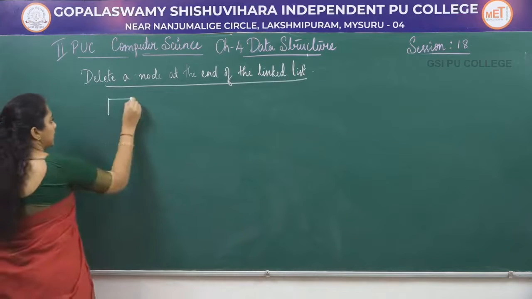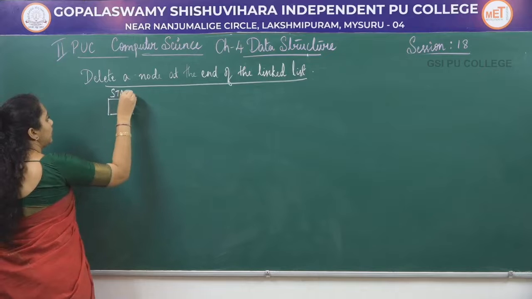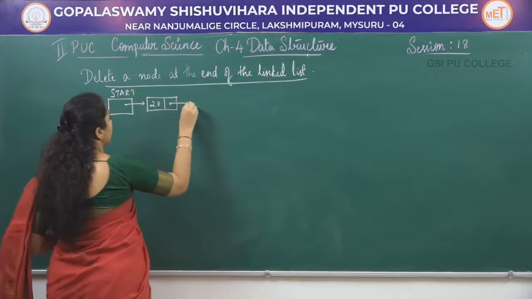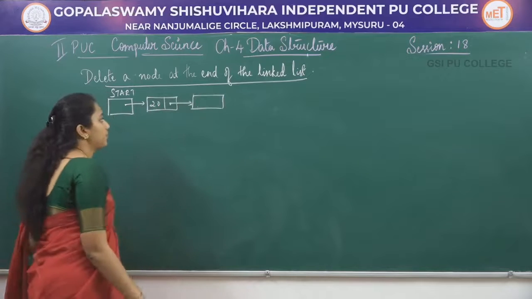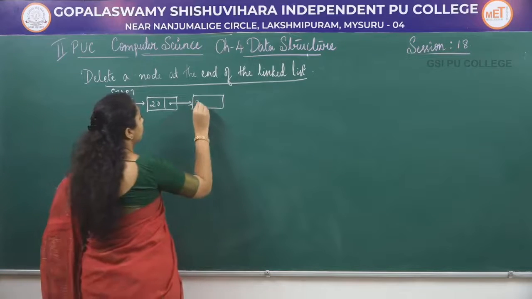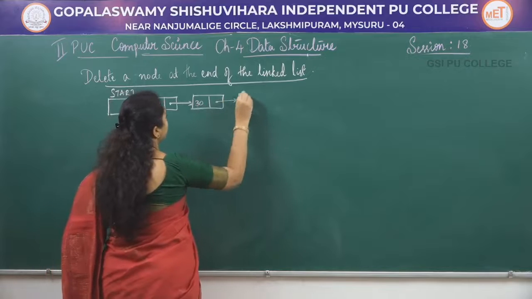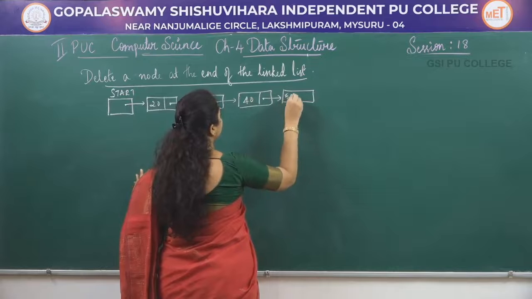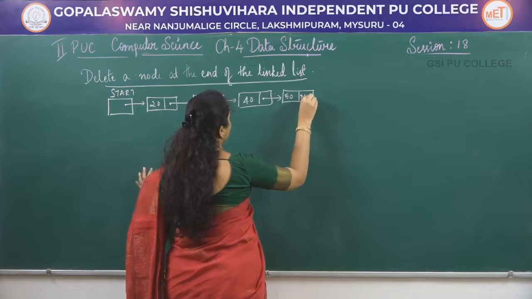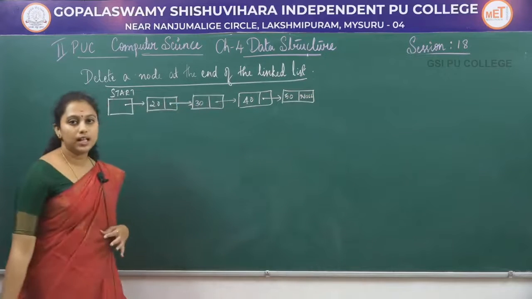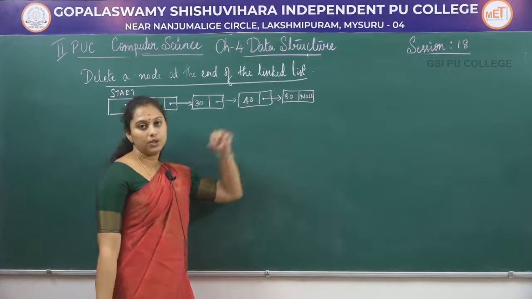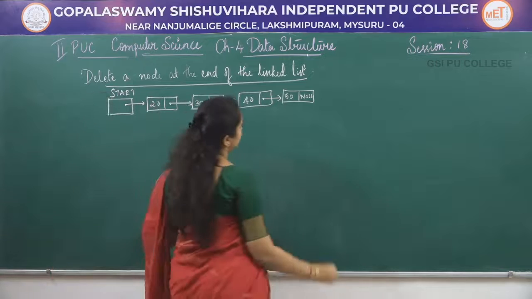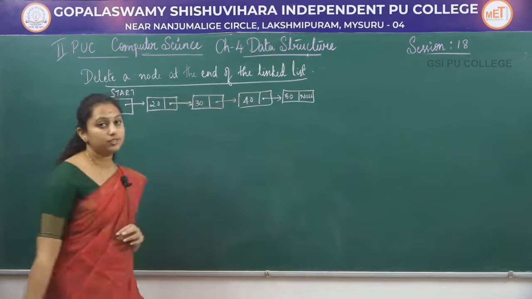While deleting a node, the start pointer contains the address of the first node. This first node, in the link part, contains the address of the next node. This linked list contains 4 nodes, and the last node contains null in the link field. So while deleting a node at the end of the linked list, how do we find the end of the linked list?